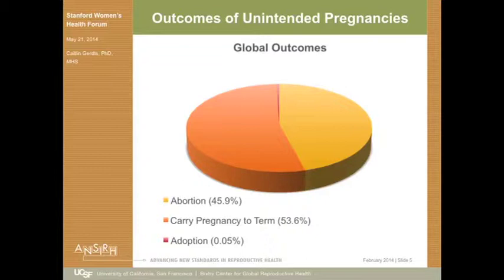Now, the abortion pie includes spontaneous abortion, so miscarriage, and induced abortion. We lump them together because it's incredibly difficult to measure in many contexts whether or not an abortion is spontaneous or induced, for a lot of the reasons that we'll talk about shortly.